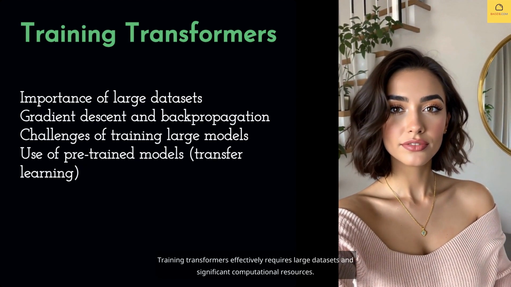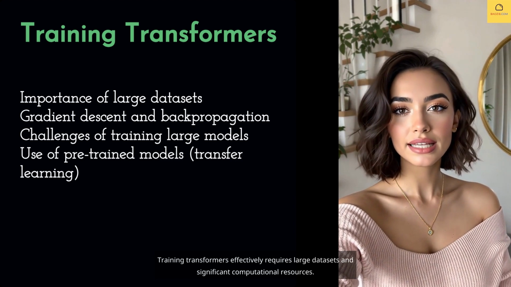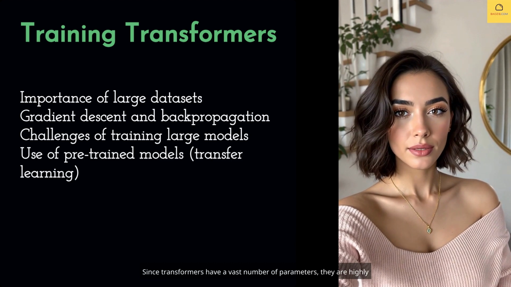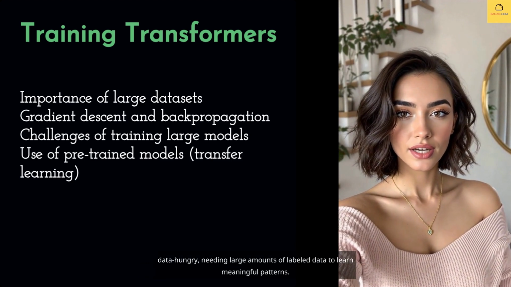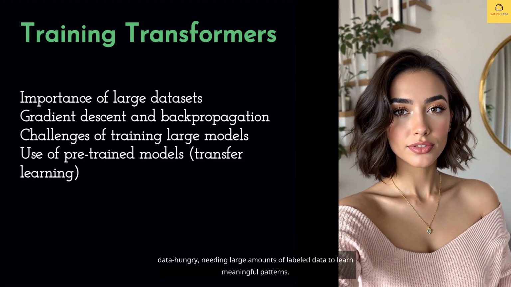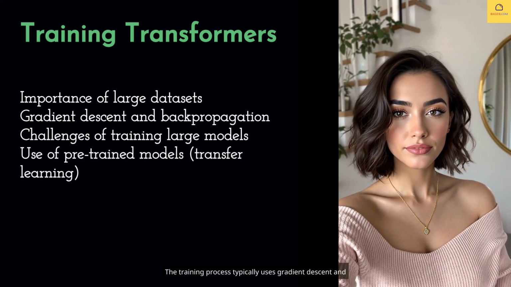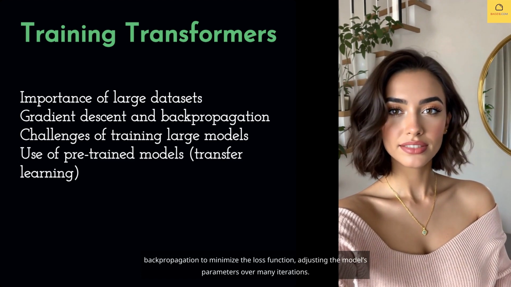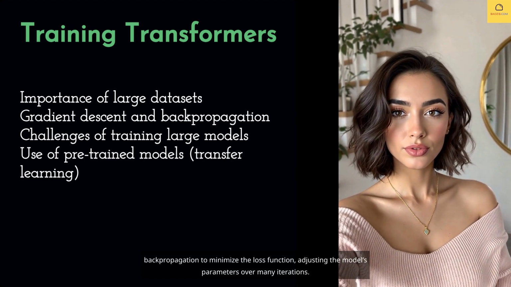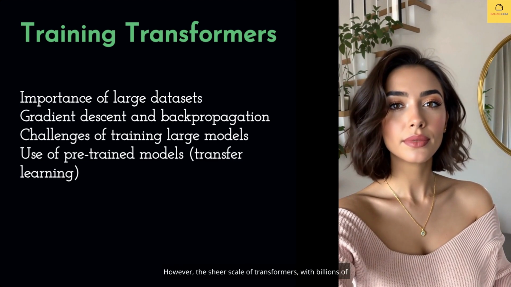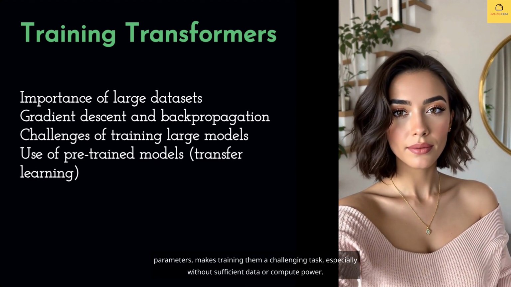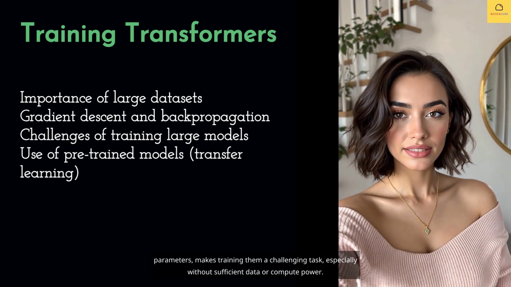Training transformers effectively requires large datasets and significant computational resources. Since transformers have a vast number of parameters, they are highly data hungry, needing large amounts of labeled data to learn meaningful patterns. The training process typically uses gradient descent and backpropagation to minimize the loss function, adjusting the model's parameters over many iterations. However, the sheer scale of transformers with billions of parameters makes training them a challenging task, especially without sufficient data or compute power.